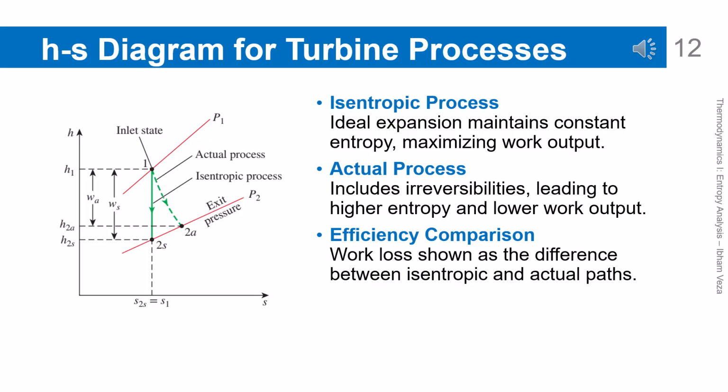In a real process, irreversibilities cause entropy to increase and work to decrease. The difference between these two paths represents the work loss due to process imperfections. This diagram is very helpful to graphically understand the reduction in turbine performance.